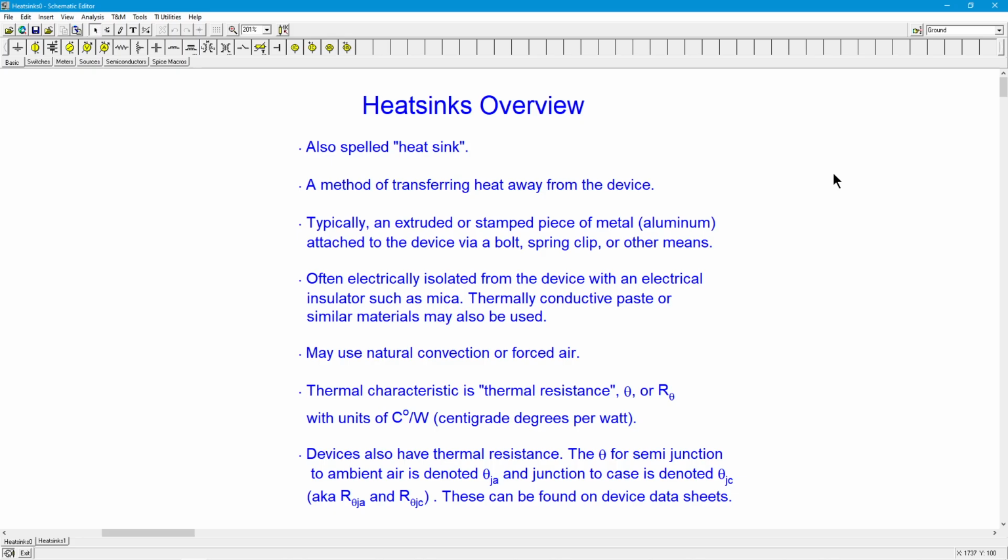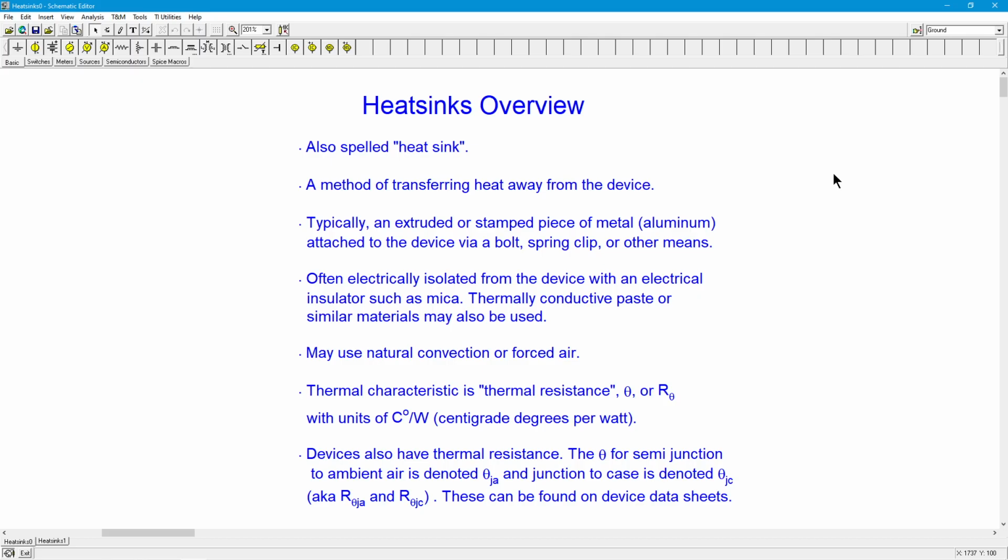The important characteristic, the numeric characteristic we're looking at, is something called thermal resistance. And that's denoted theta, or sometimes R sub theta. And the units on that would be centigrade degrees per watt. So you would find something that says the thermal resistance on this is 2 centigrade degrees per watt, which basically means if you feed it with a watt, there will be this 2 centigrade delta in temperature.